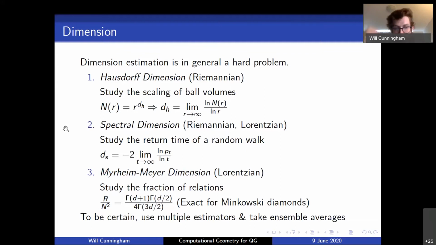Of course, to be certain, for any estimator or for any observable, we're going to use multiple estimators and take ensemble averages. And so this is why these things do tend to take a little bit of time computationally, because we need efficient implementations to get very large neighborhoods in the Hausdorff case, or very long random walks or large diamonds.